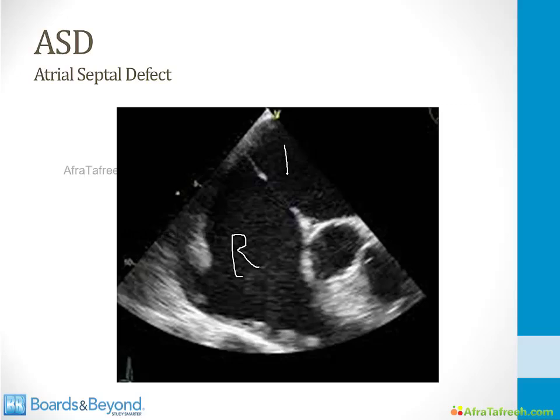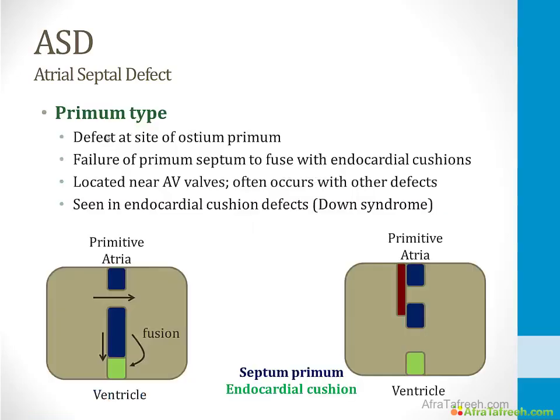This is the right atrium here. This is the left atrium here. You can see this large hole in the middle of the interatrial septum. That is what a secundum atrial septal defect looks like. Another type of ASD that you should be familiar with is the primum type.